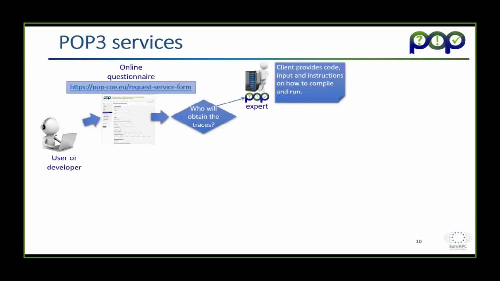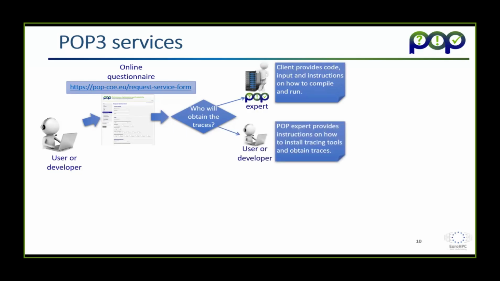So if it's the POP expert getting the traces, then the user will need to provide all the information to the POP3 expert on how to run the code, which is the correct setup of everything. So it's very important that the setup that we run to analyze is the same one that you are running in production and that you are interested in understanding the performance of.